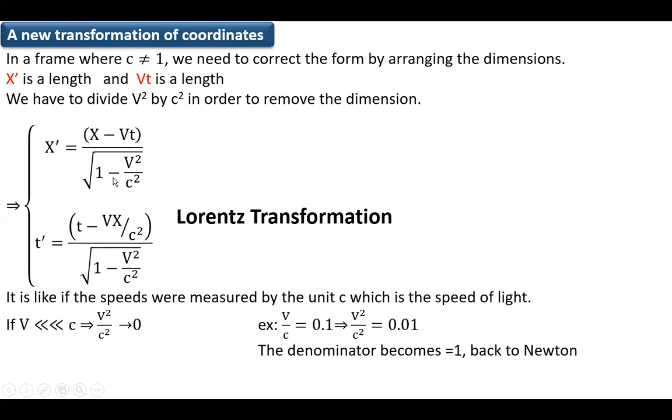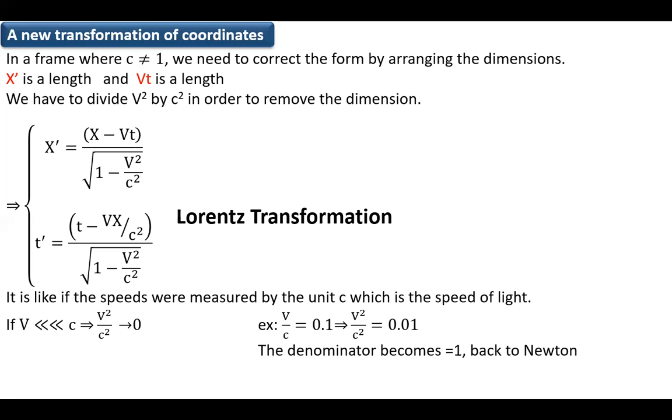And if the denominator is equal to 1, x1 would be equal to x minus vt. So we will go back to Newton. So for low speeds, Newton is always true. If you have V over C is 0.1, which is not very slow, your V squared over C squared is also smaller than 0.1, which is 0.01. So you can see that the quantity V squared over C squared is a very small quantity if V is small. So Newton was not wrong.